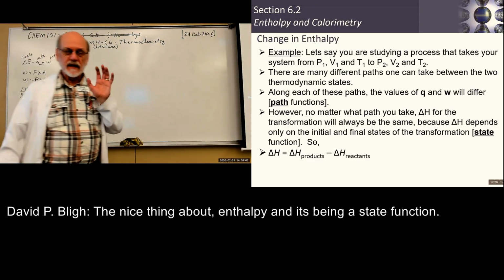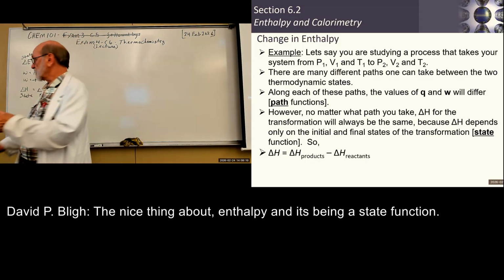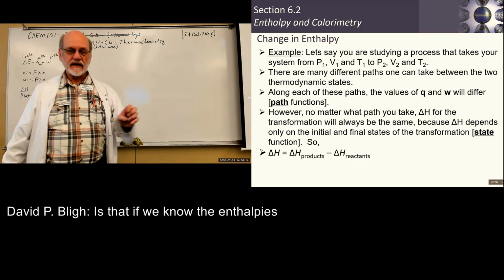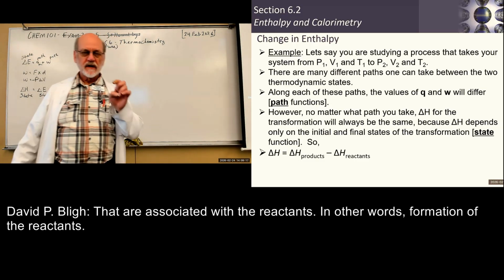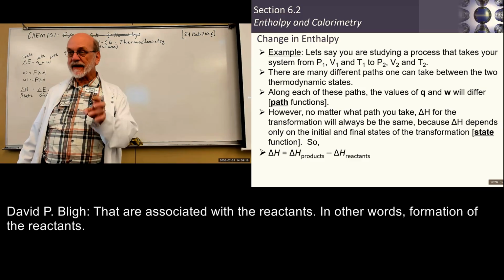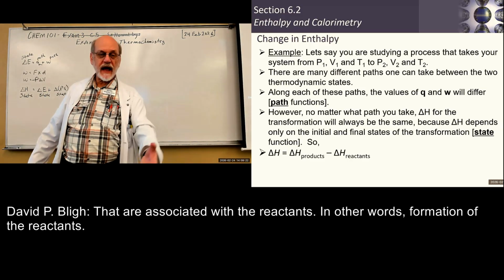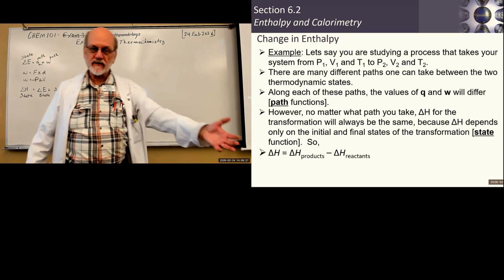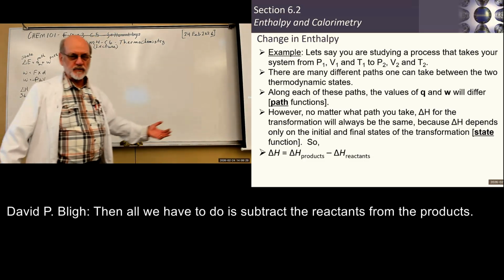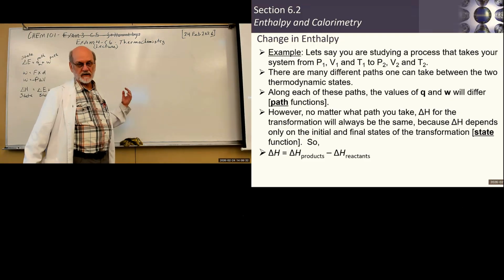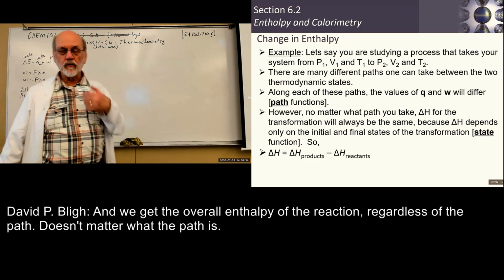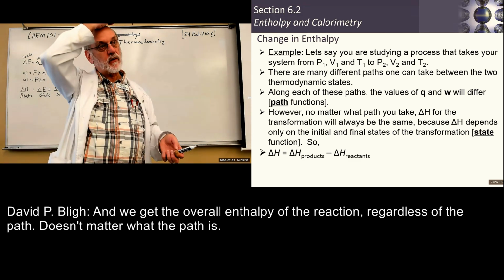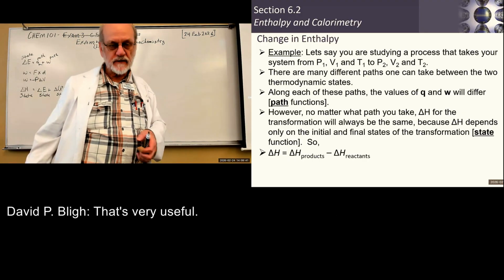The nice thing about enthalpy being a state function is that if we know the enthalpies associated with the reactants, in other words, formation of the reactants, and we know the enthalpies for the formation of the products, then all we have to do is subtract the reactants from the products, and we get the overall enthalpy of the reaction, regardless of the path. Doesn't matter what the path is. That's very useful.